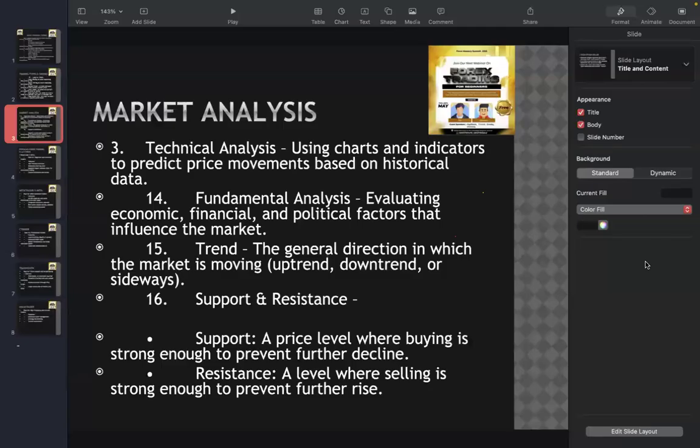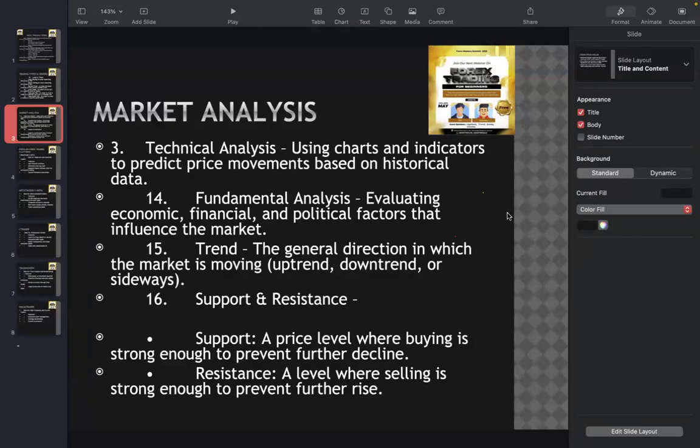So fundamental analysis, these are economic and financial factors that influence the markets. So these are like news, occurrences, issues, stuff like that. It can be anything. Fundamental analysis are just factors outside the normal things that we know that affect the markets.